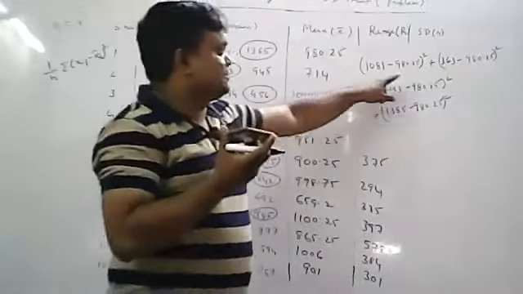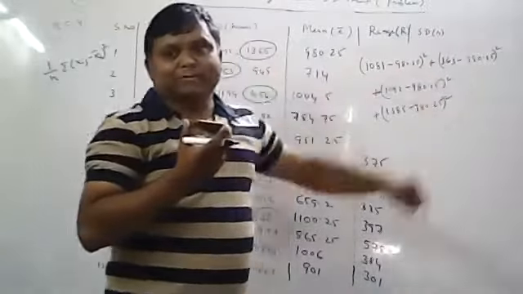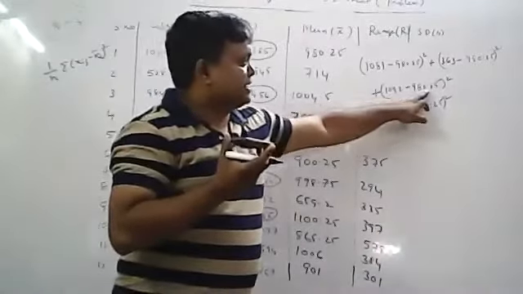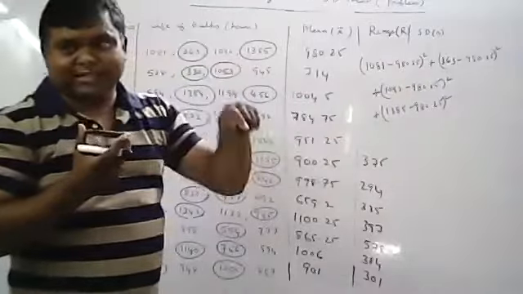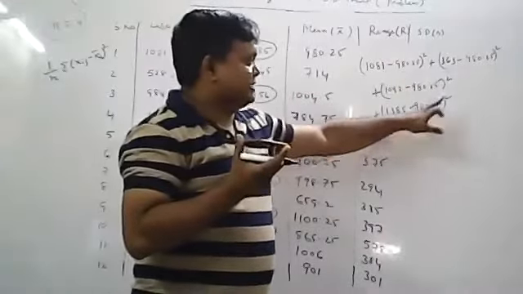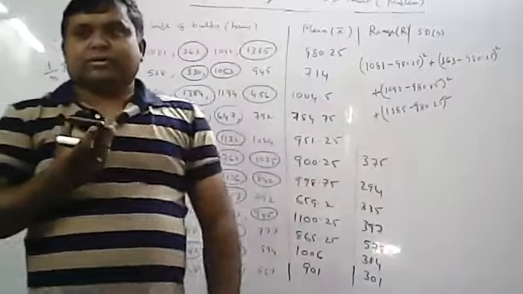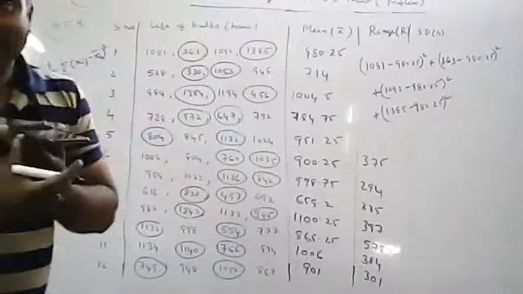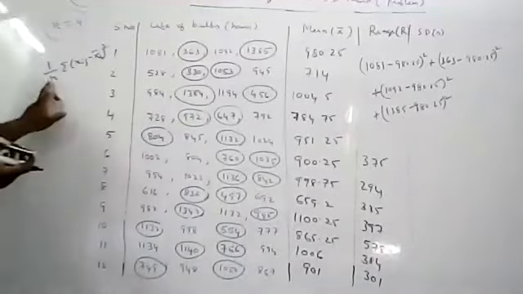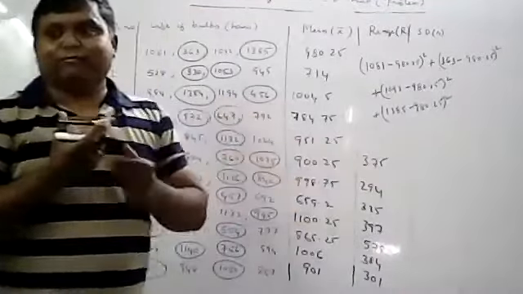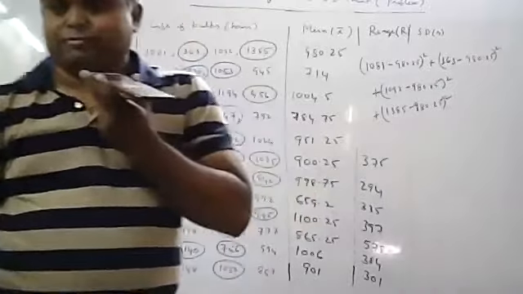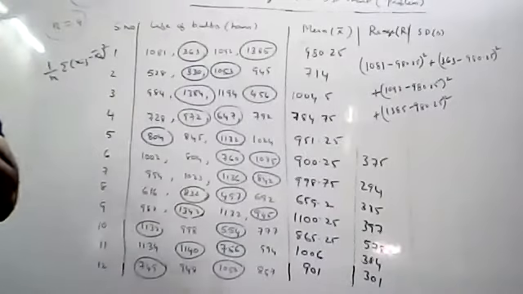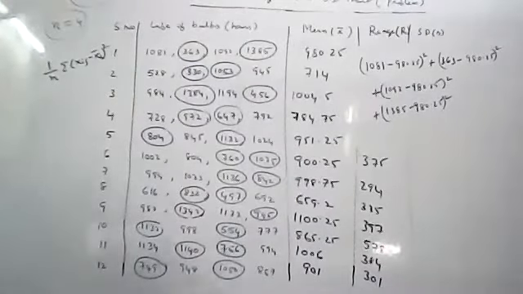Press that square option, plus 363 minus 980.25, again square, plus 1092 minus 980.25 whole square, again plus 1385 minus 980.25 whole square, and then press the equal to button, and then divide by n. Divided by n means 4. Whatever value you get, divide by 4.